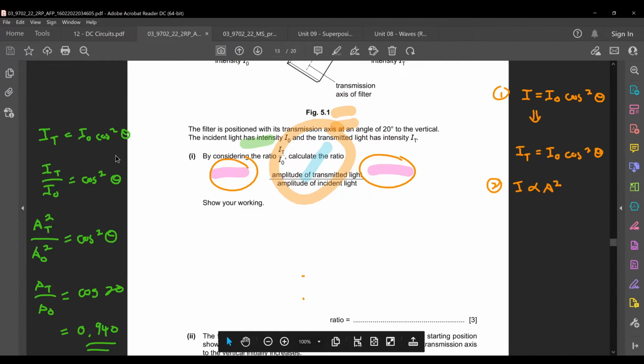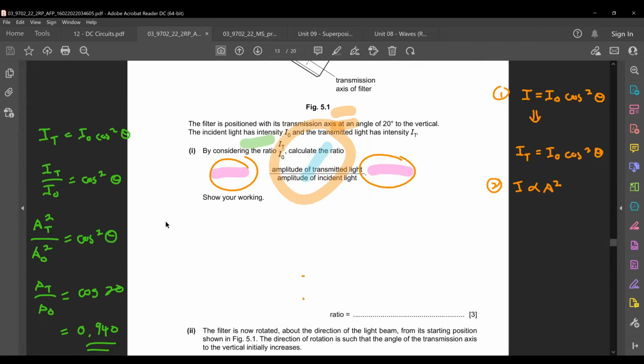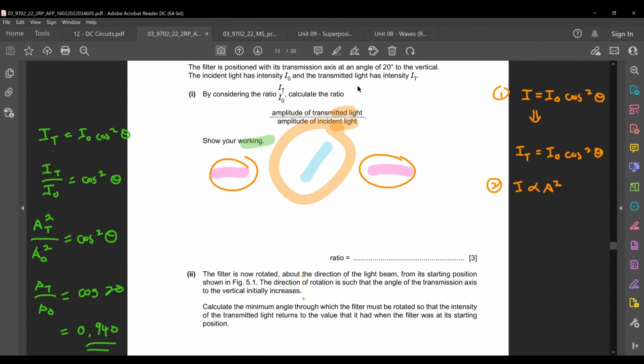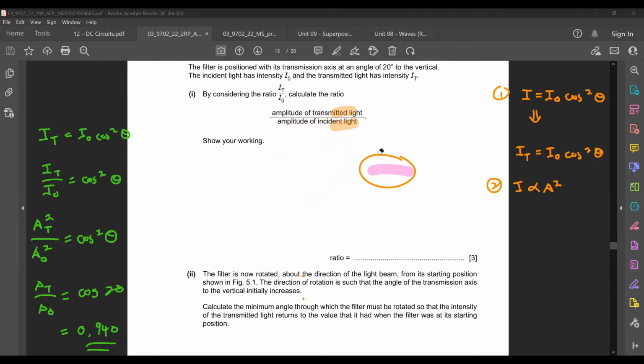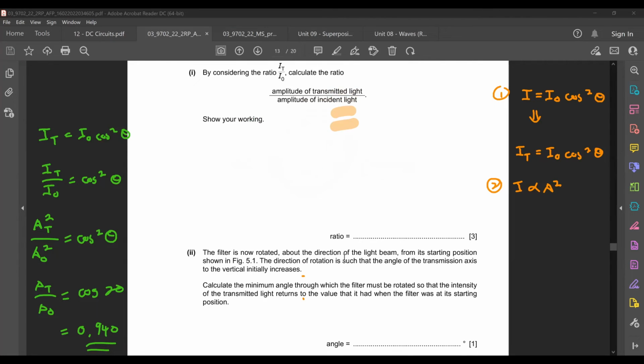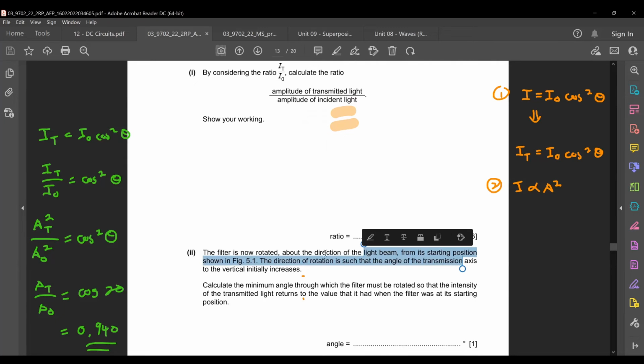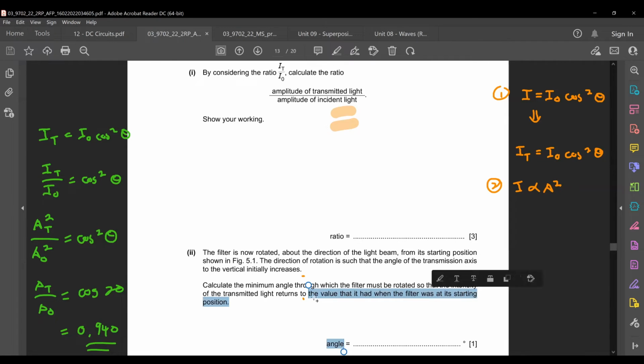The workings on the left in green are your working for part 1. All right, then after that, you look at part 2 now. The filter is now rotated about the direction of the light beam from its starting position as shown in figure 5.1. The direction of rotation is such that the angle of transmission axis to the vertical initially increases. Calculate the minimum angle through which the filter must be rotated so that the intensity of the transmitted light returns to the value that it had when the filter was at its starting position.